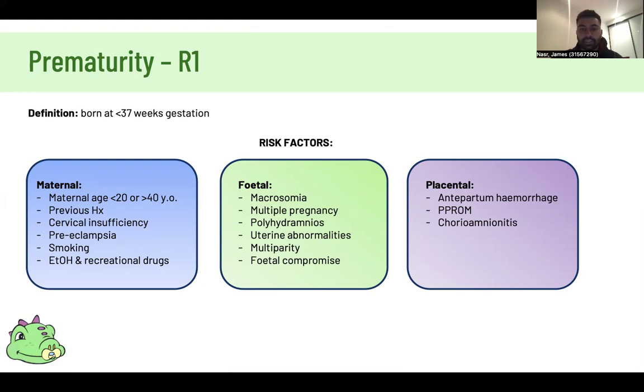And then when considering the placenta, which is the other aspect of this, APH, PPROM, and chorioamnionitis would be your main risk factors for prematurity.